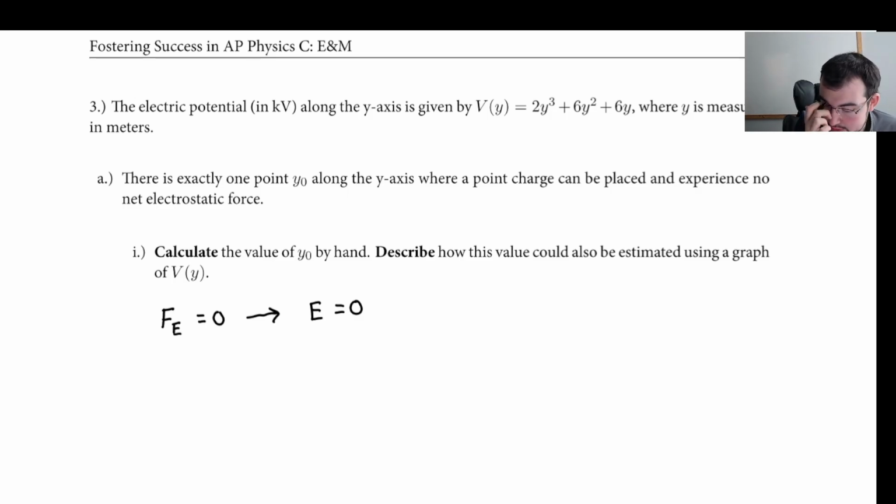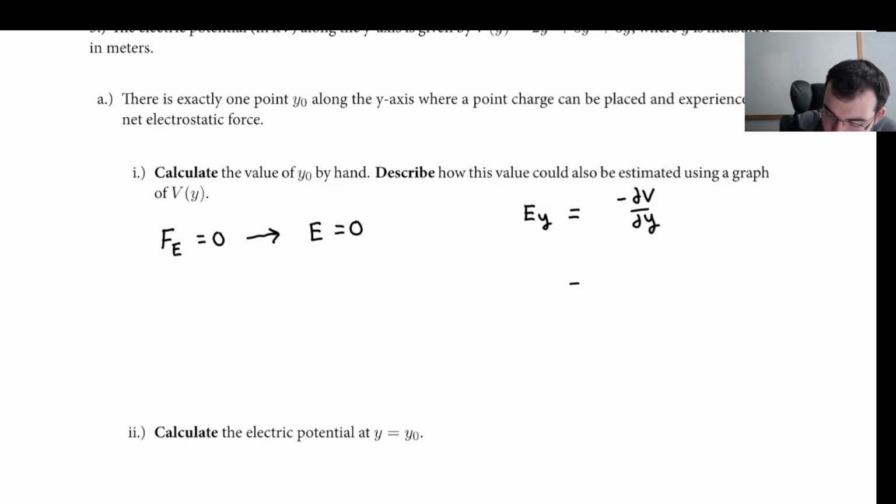So all we want to do is figure out where this electric field is equal to 0. And if the entire field is 0, well, of course it means the y component is going to be 0. So we're going to use the fact that the y component of the electric field can be found by taking a derivative, that sort of downhill slope idea. So we just take a y derivative of our original function, 2y cubed plus 6y squared plus 6y.